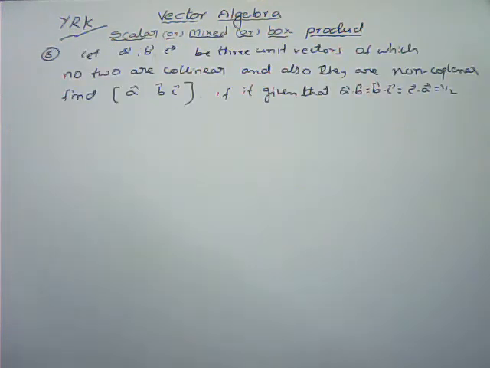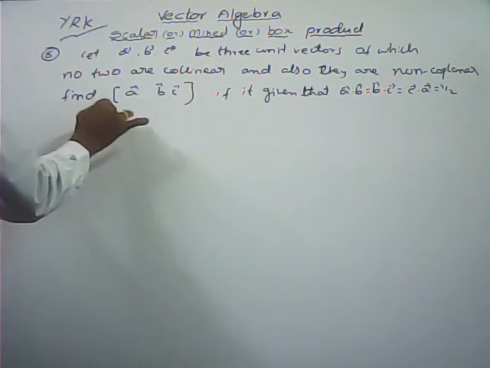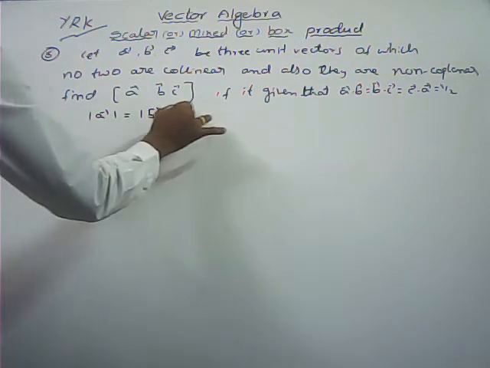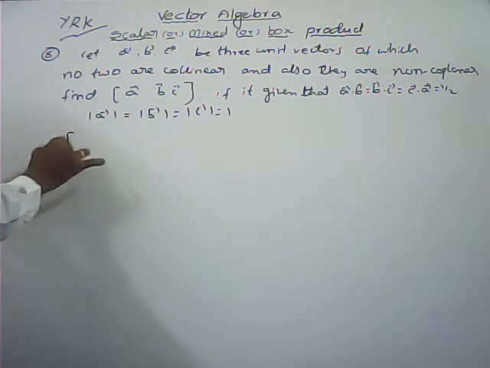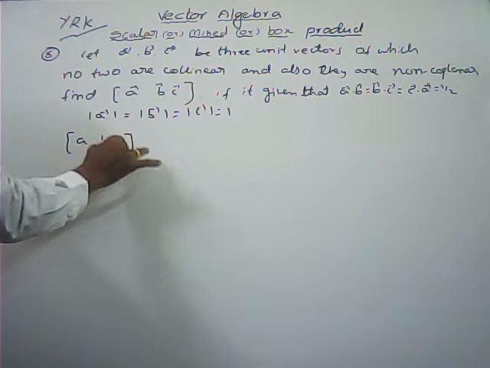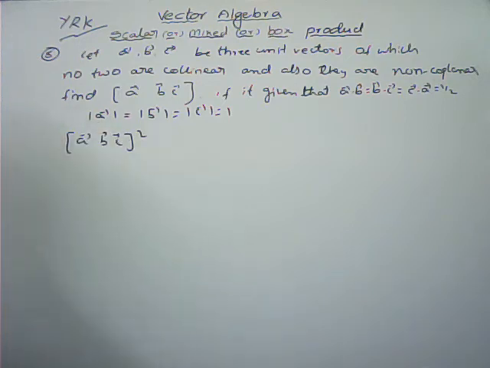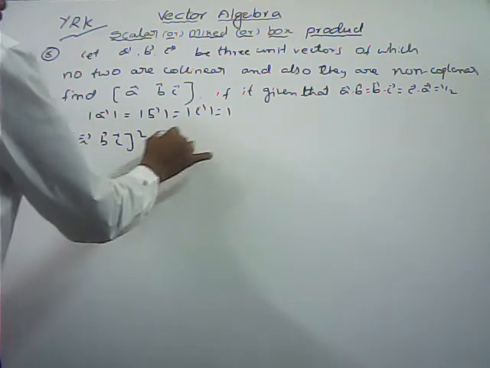Here A bar, B bar, C bar are 3 unit vectors, which means modulus of A bar equals modulus of B bar, equals modulus of C bar, that is equal to 1. No two are collinear and also they are non-coplanar. They are coplanar, box ABC equals 0, we can get directly. Here we have to find the value of box ABC and that is given. So here what I am doing, box ABC square. How to write that one? A bar square means A bar dot A bar only.